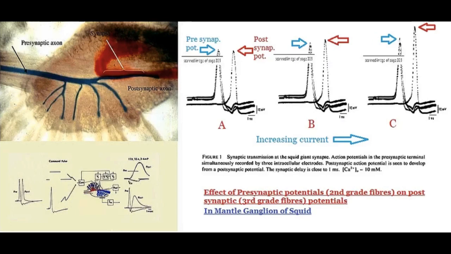So conclusively, if we go by these three graphs A, B and C, I can say that when you increase the current in the presynaptic axon, an increased postsynaptic potential is made in the postsynaptic axon through the synapses. So this is because of the increased, I think, release of the neurotransmitters in the case of the giant nerve fiber synapses.